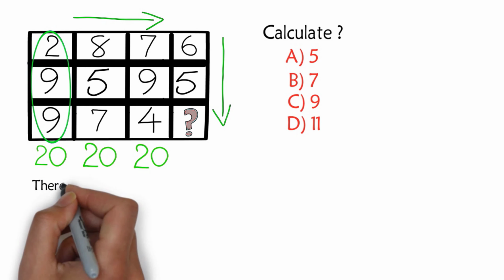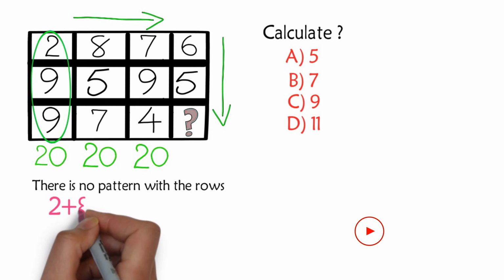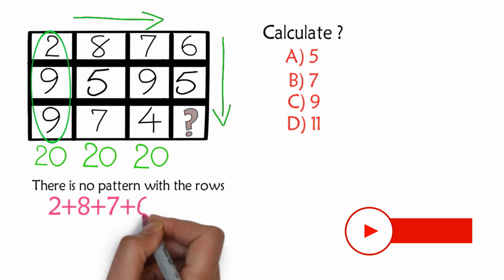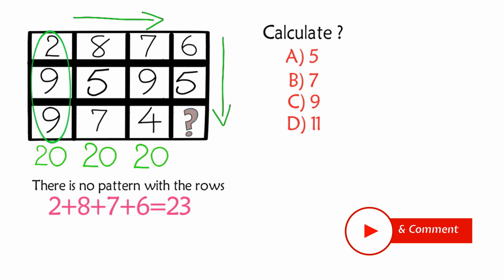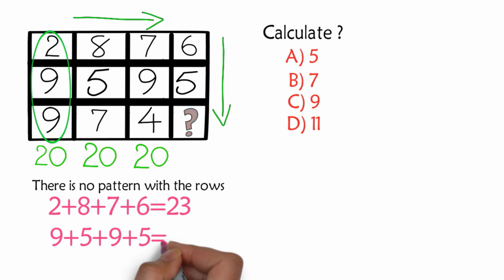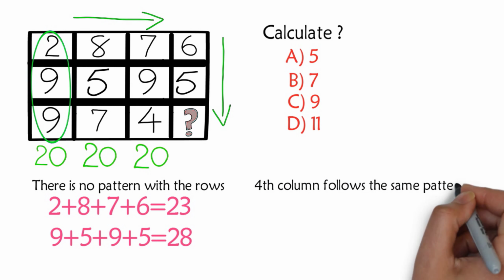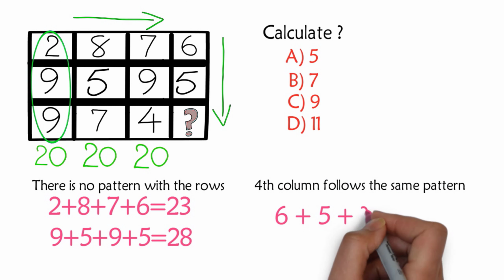We also want to check if there is a pattern with the rows. And there is no pattern, because the first row adds up to 23. 2 plus 8 plus 7 plus 6 equals 23. And the second row adds up to 28. 9 plus 5 plus 9 plus 5 equals 28. So there's no pattern. Based on this information, you can calculate the missing value in the fourth column.